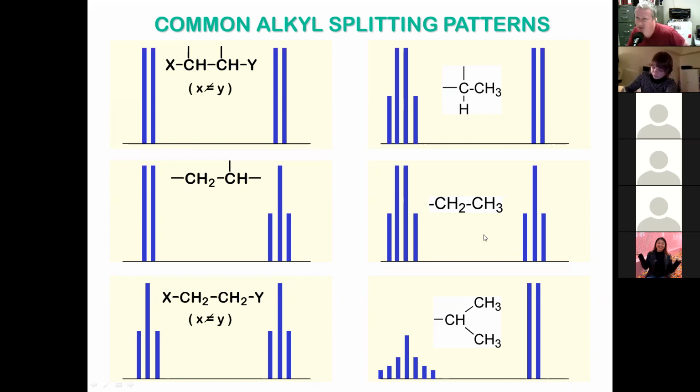This is an ethyl group. CH2, CH3. We're going to see this a million times, probably more than anything else in this course. We're going to see so many ethyl groups, you're going to be sick of them. The ethyl group is a CH2 and a CH3. The CH2 has 3 neighbors, right? 3 plus 1, it's a quartet. The CH3 has 2 neighbors. It's a triplet. Get it? It's all just number of neighbors plus 1.